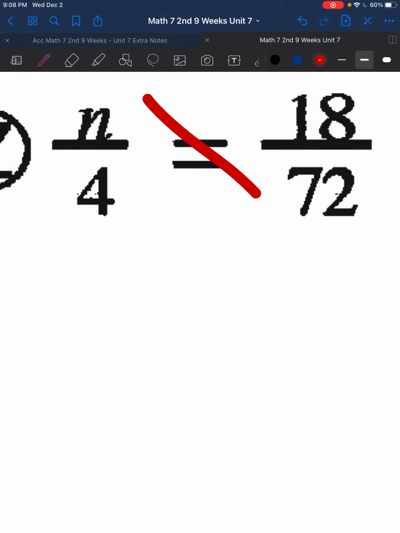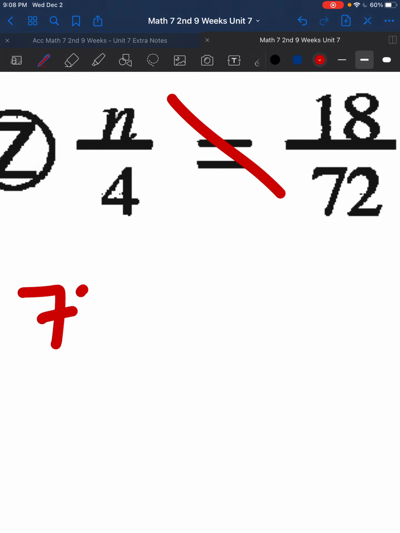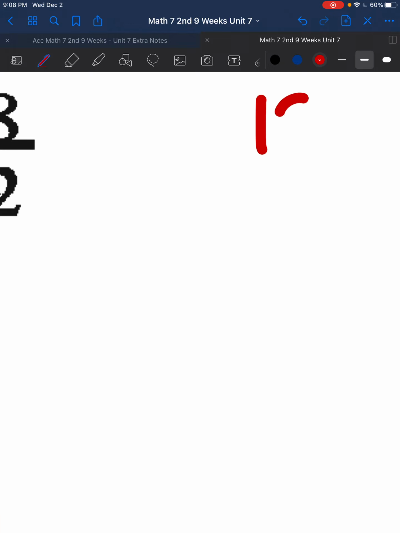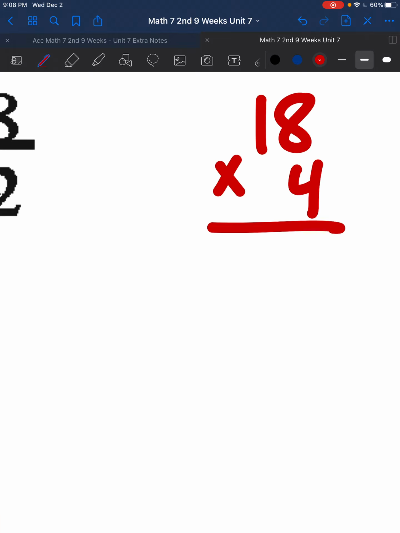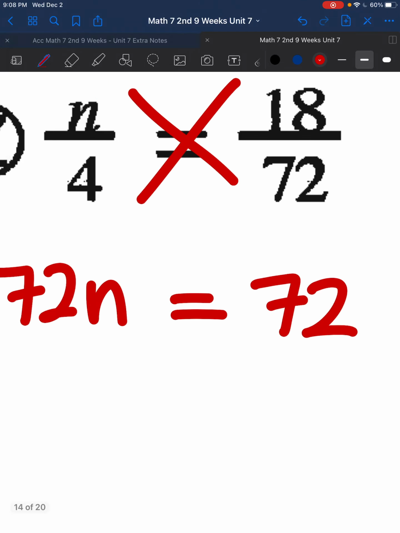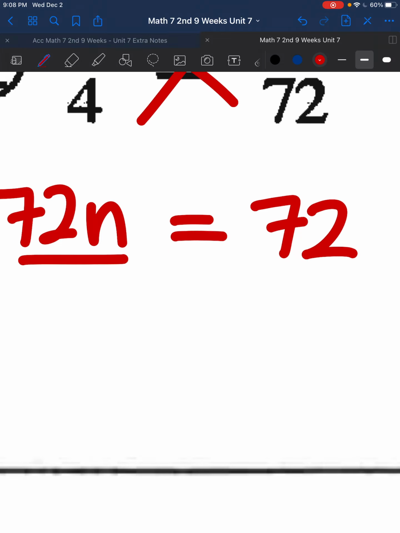Okay, let's look at the Z. I've got n over 4 equals 18 over 72. Well, let's start by multiplying n times 72. That's going to give me 72n equals, and then 4 times 18. I don't know that off the top of my head, so 18 times 4. Well, 4 times 8 is 32. Carry my 3. 4 times 1 is 4, plus 3 is 7, so I get 72.